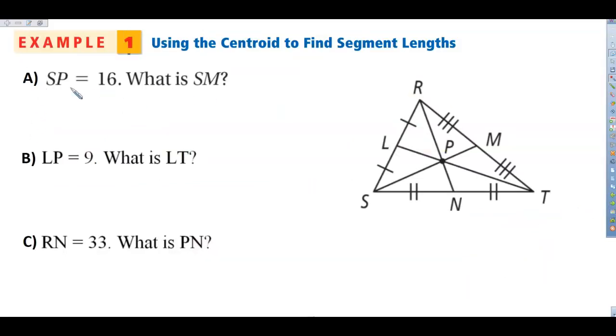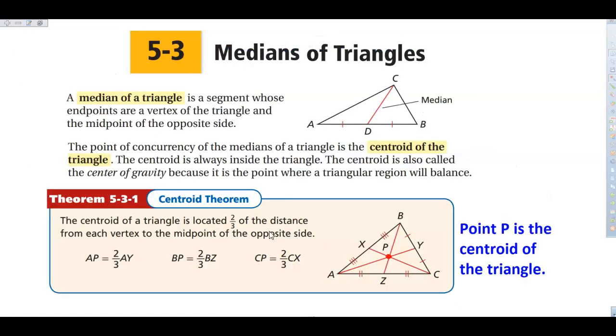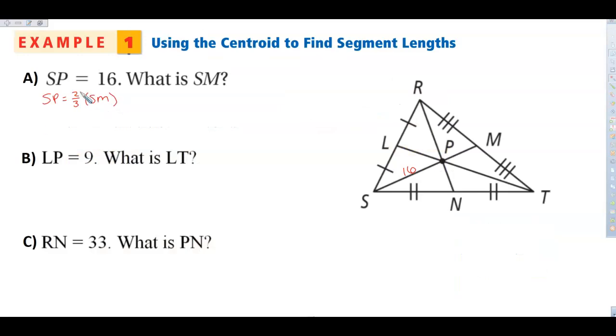Here I am told that if SP is 16, I want to know the length of SM. Now, there's two ways that I can do this. All right, I know that SP is 2/3 of SM. That's what our theorem right back here just said, is that from the vertex to the centroid is 2/3 the length of the median. So I could do 16 equals 2/3 of SM.